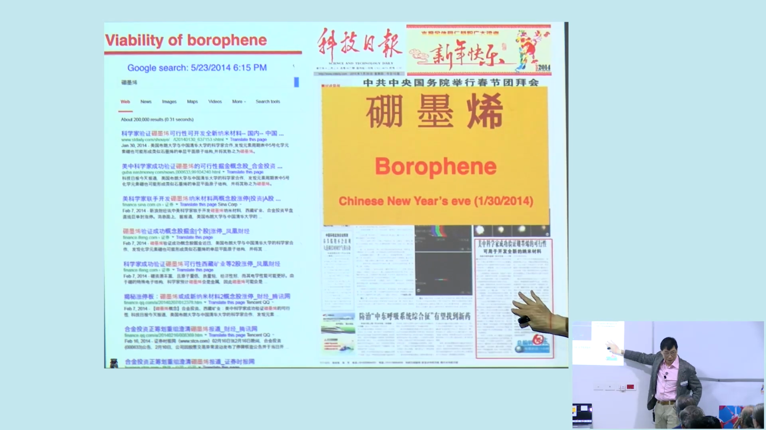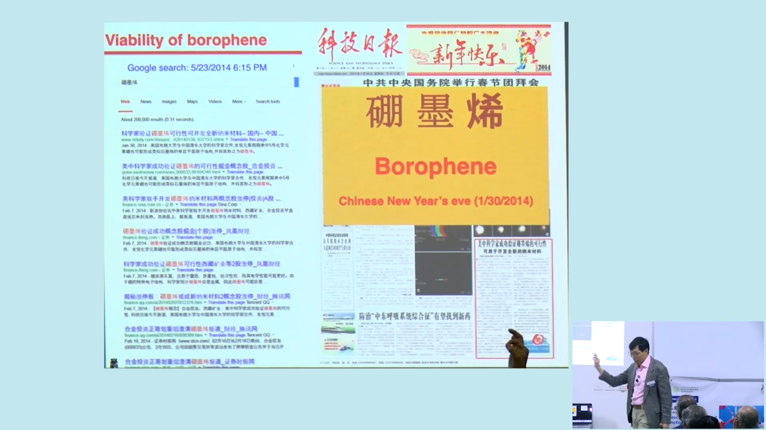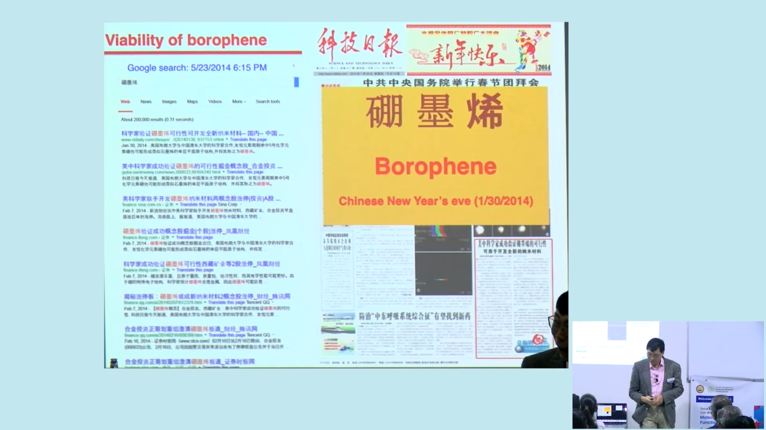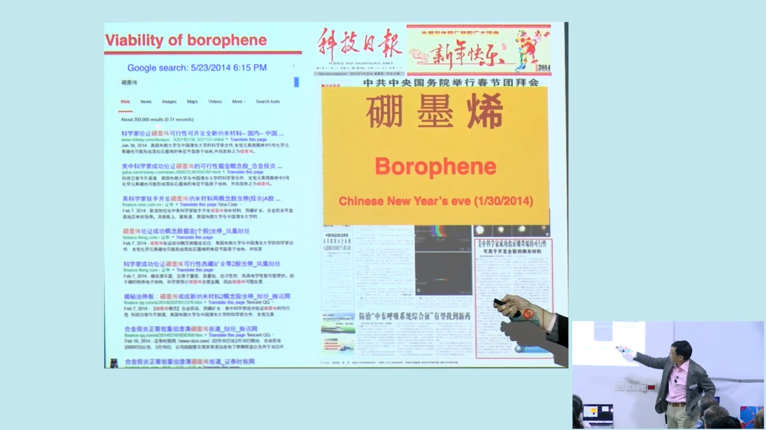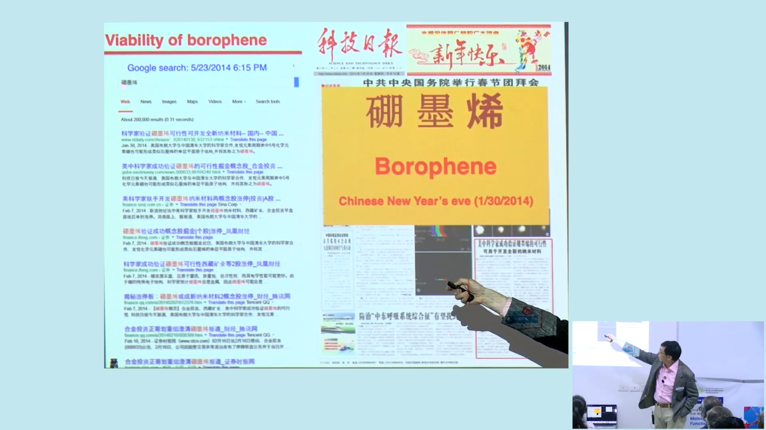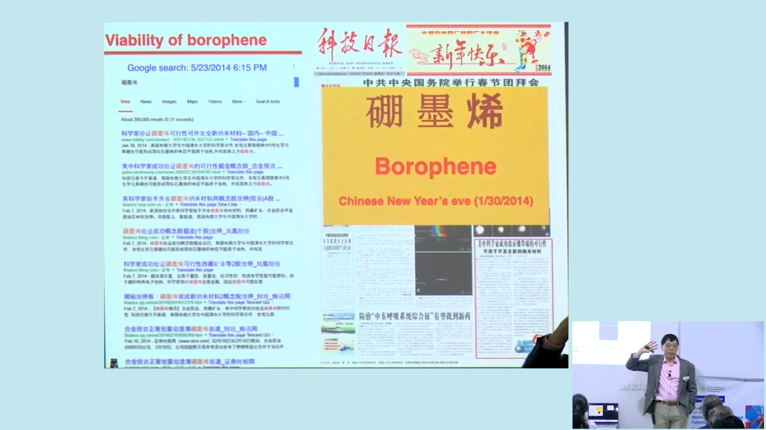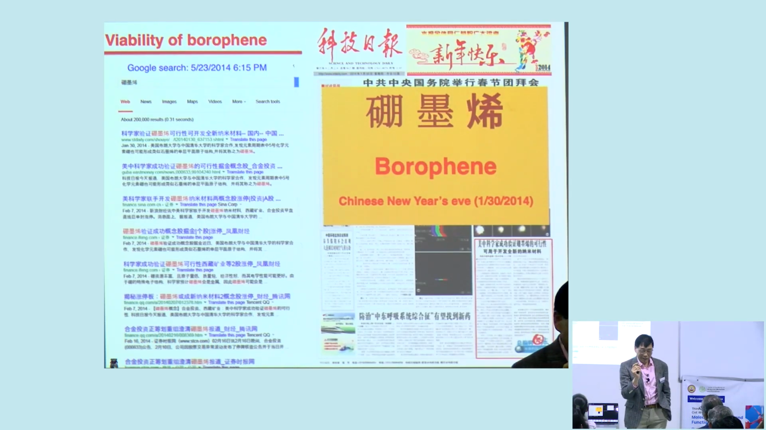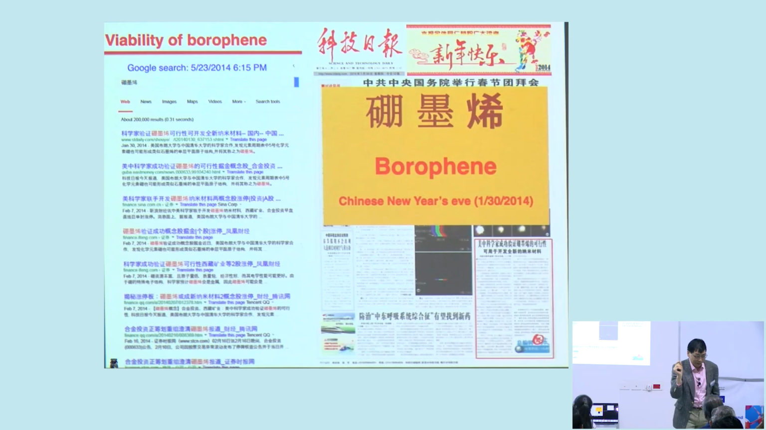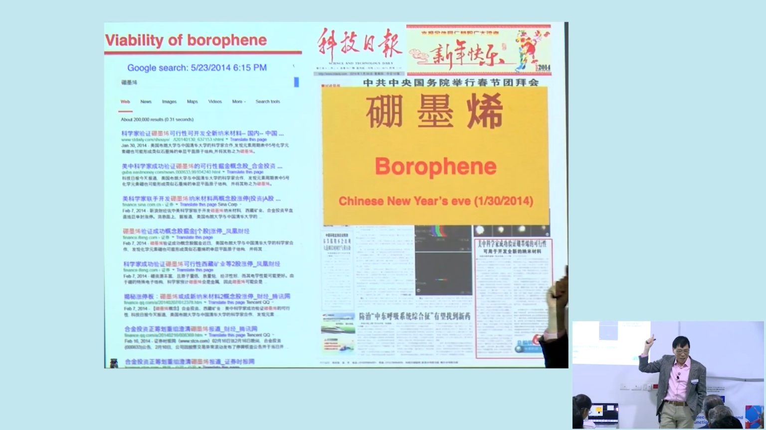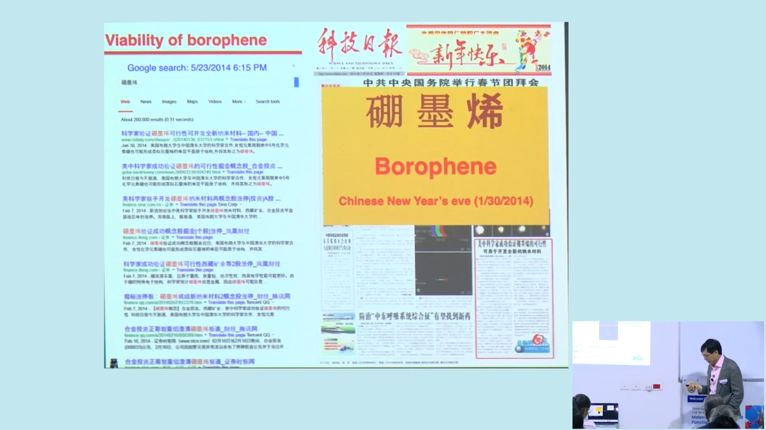Because Jun Li's group is from Tsinghua University. So when we coined this name, I Googled borophene. Nothing came out. So five months later, this is May 23, I Googled in Chinese, and there are 200,000 returns. This, in fact, in China, just tells you how erratic the stock market is. The stocks for boron companies, the companies who marketed boron, were just going out of the roof because they think of borophene.